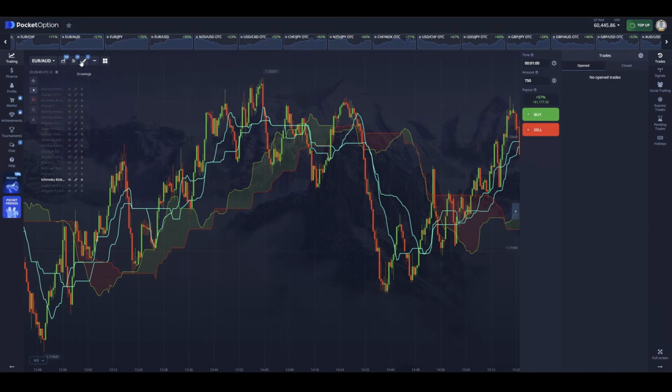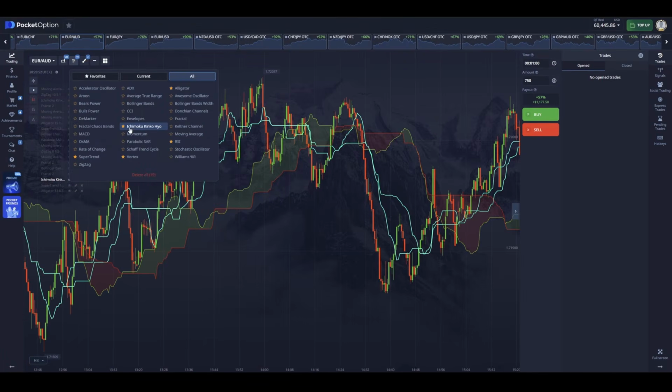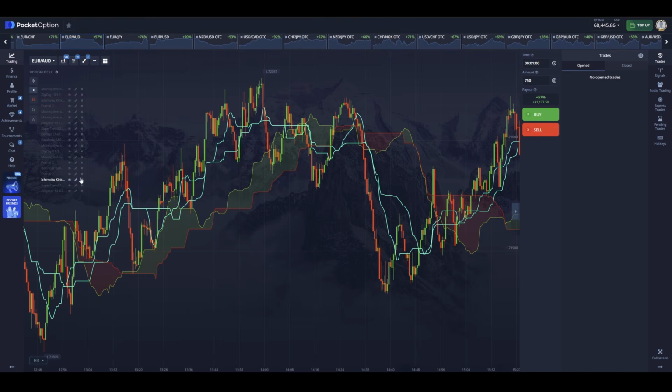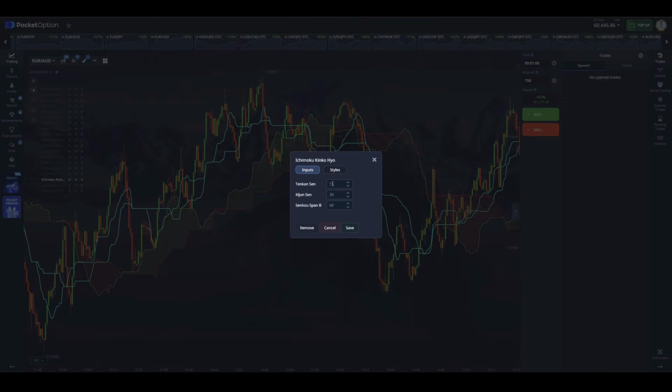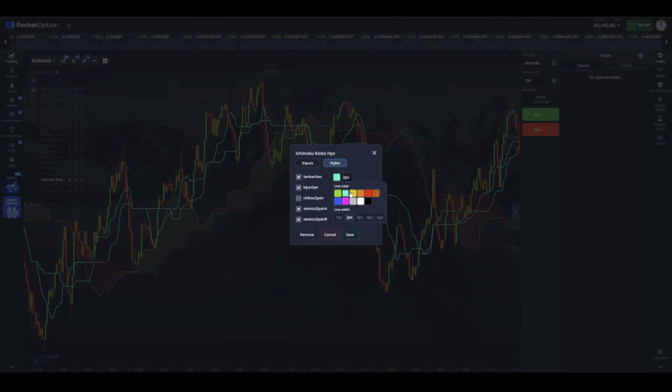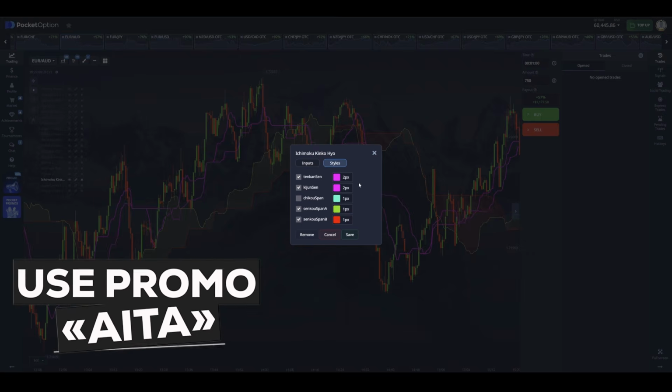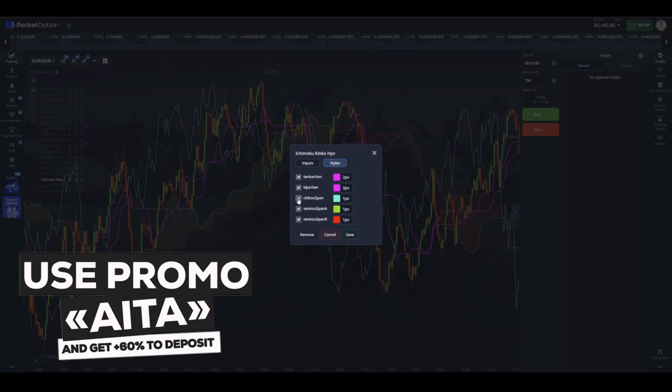To add this indicator, go here to the Indicators tab and select Ichimoku Kinko Hyo. Next, in the settings, set it to 15, 30, and 60, and in the Style section, use the following settings. Set the first 2 lines to any color you like, even purple or whatever you want. The most important thing is that they are the same color. Remove the 3rd line, we won't need it. Either way, set the first 2 lines to 2 pixels each.